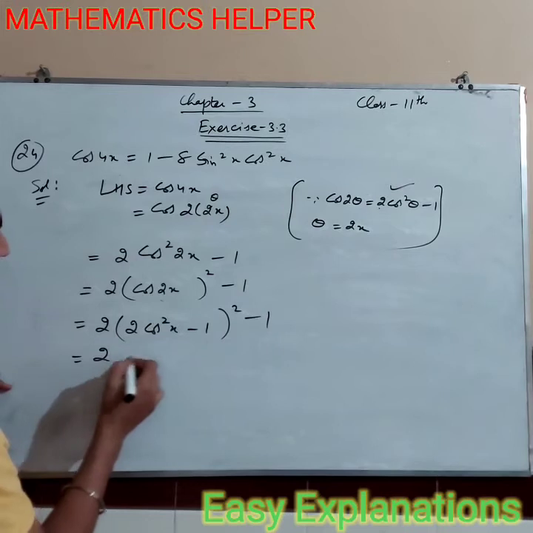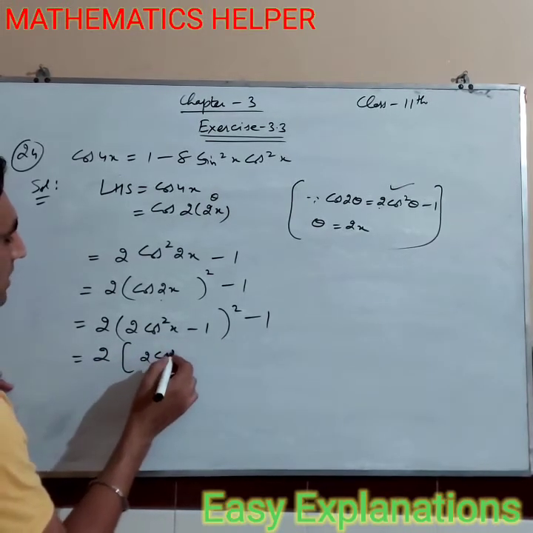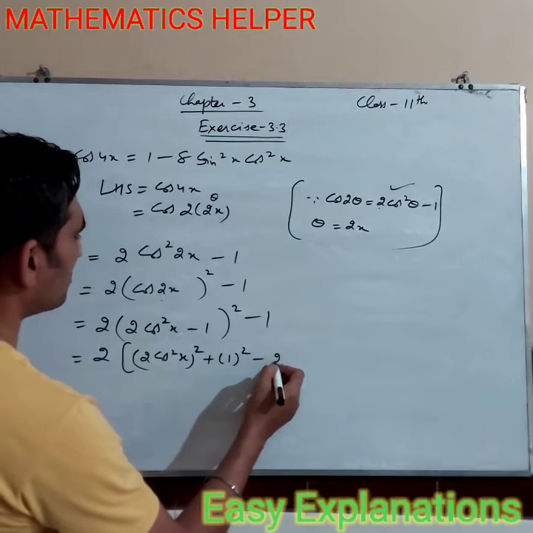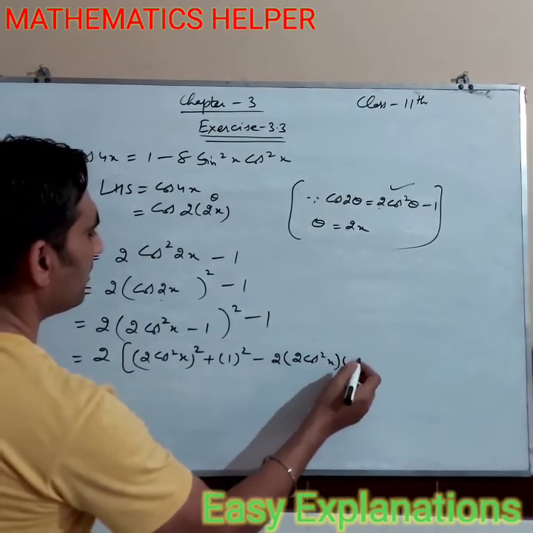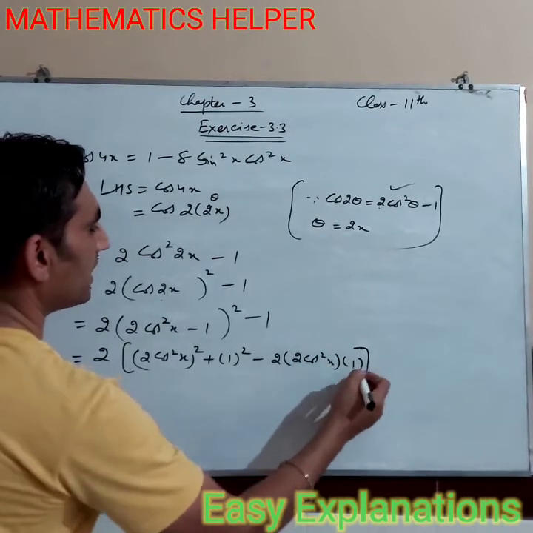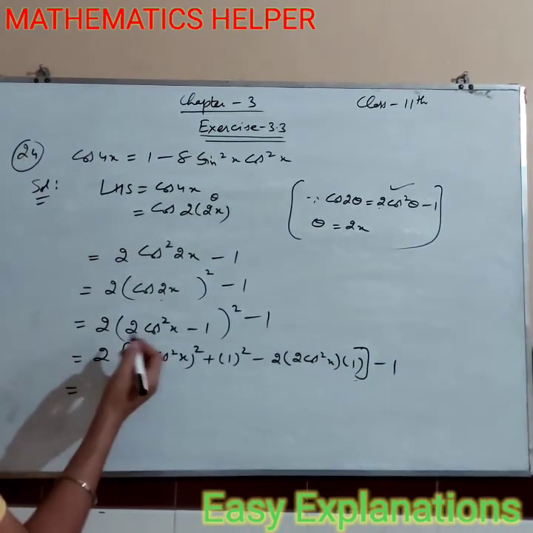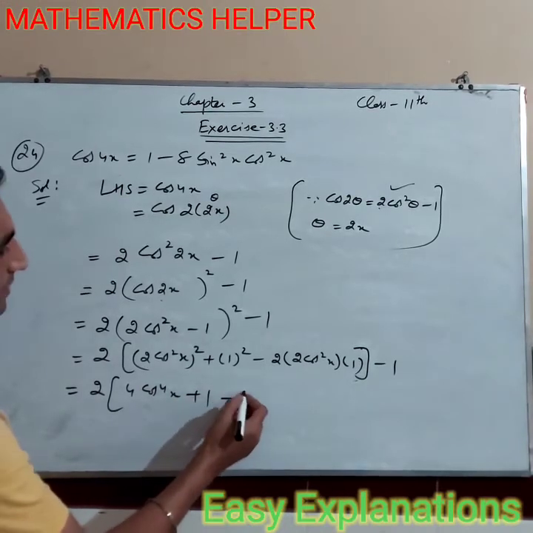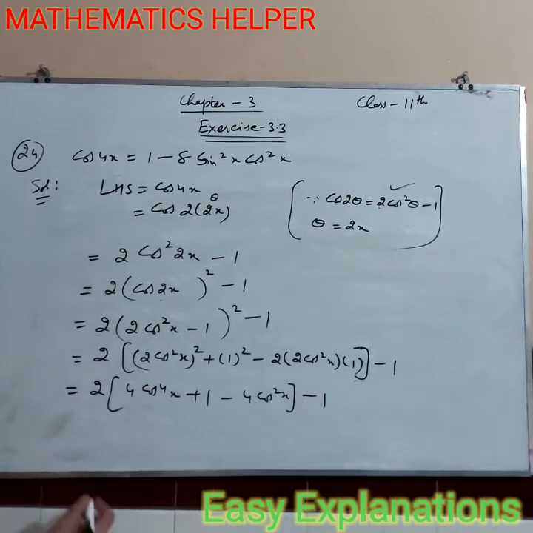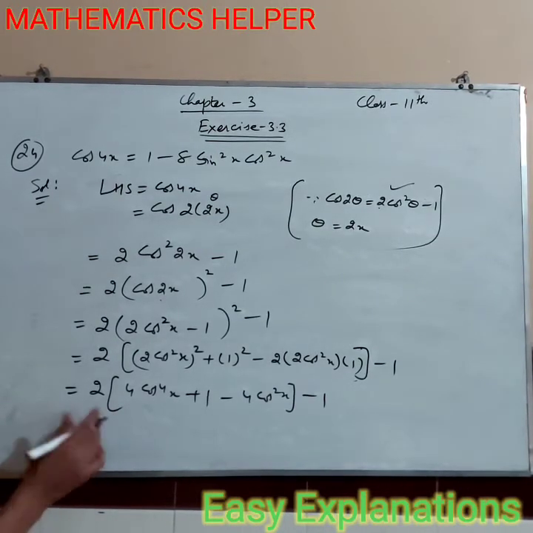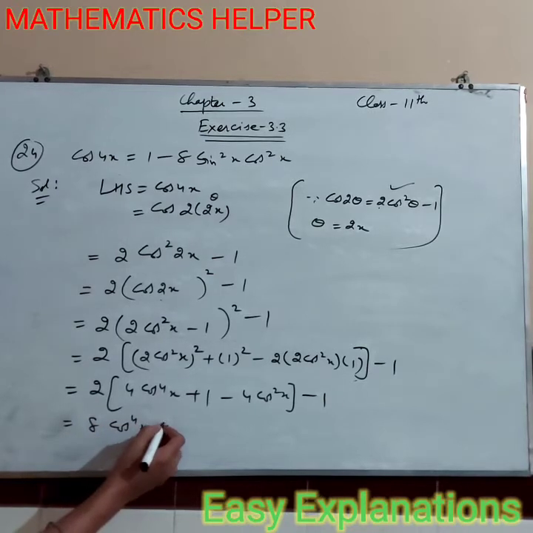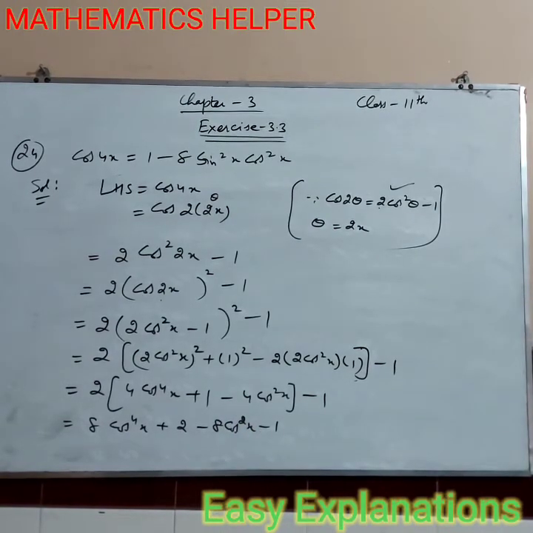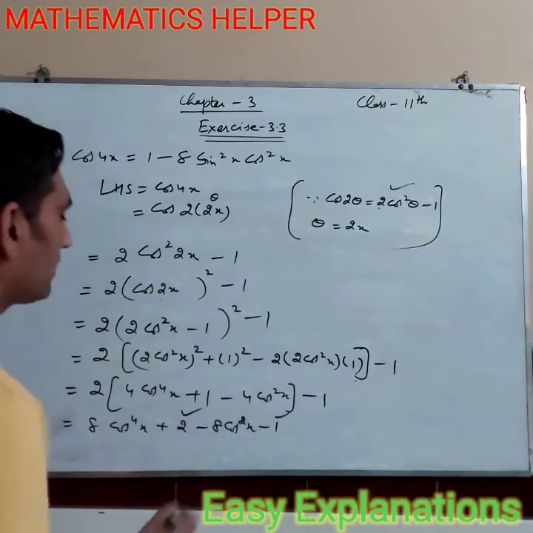Further, use formula a minus b whole square, that is a square means 2 cos square theta or x raised to power 2, then plus b square means 1 square minus 2a, a means 2 cos square x, b 1, and lastly you have outside minus 1. Now we will solve it. I am writing directly 2 as it is. 2 square 4 cos raised to power 4x plus 1 minus 4 cos square x minus 1, or which can be written as 2 into 4 8 cos raised to power 4x plus 2 minus 8 cos raised to power 2x minus 1. But here we don't have a required answer as we need, but see, we will try to solve it further.